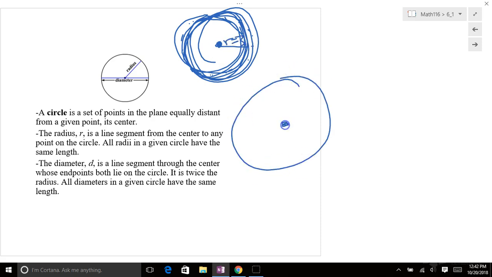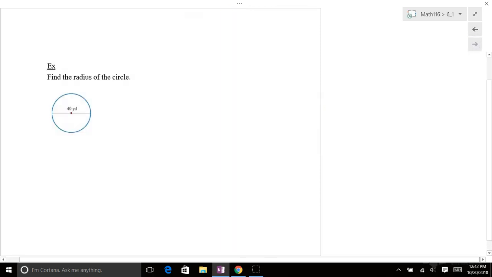The diameter is double the radius. If this is 3 feet, that's 3 feet, then the diameter would be 6 feet. Okay, so the diameter goes through the center of the circle there. Find the radius. Well, if all the way across is 40, then half of that, from here to here, would just be 20. Half of it. All right, that'd be the radius of the circle. Well, thanks for listening. We'll move on to 6-2.